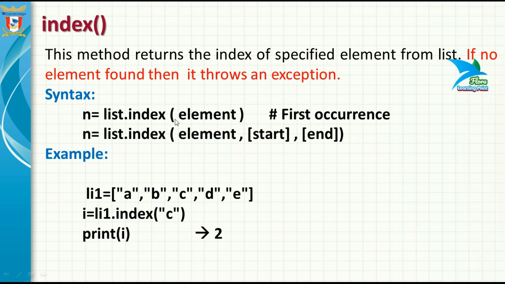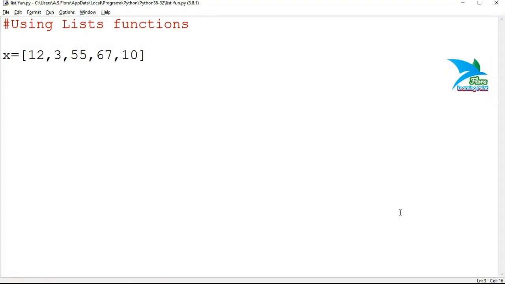Here we have two different forms of using this index function. First, we can pass an element only, and then it will return the index of the first occurrence of that particular element from the list. And if you use these optional parameters also, then it will start the search for this element from this index position until this index position, the end position. Here we have all the elements inside the list: A, B, C, D, E, and if you try to search for the C element, then the C element is available at the second index position, so that means it will return 2.